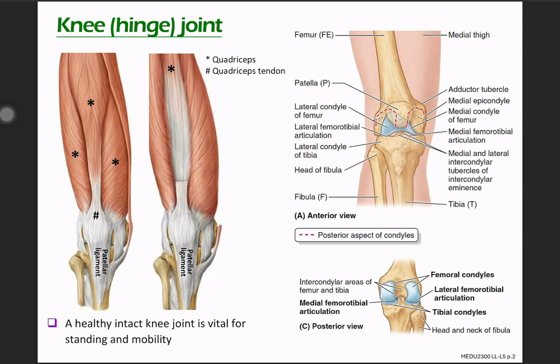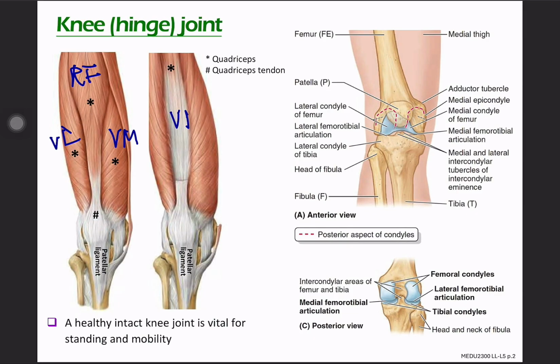Here we have the rectus femoris, and then we also have the vastus lateralis, as well as the vastus medialis, and this one is the vastus intermedius. Okay. So in the anterior view here we have the patella, and it is partially covered by the quadriceps tendon. This is the quadriceps tendon.